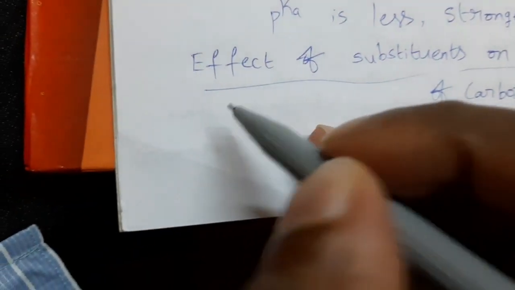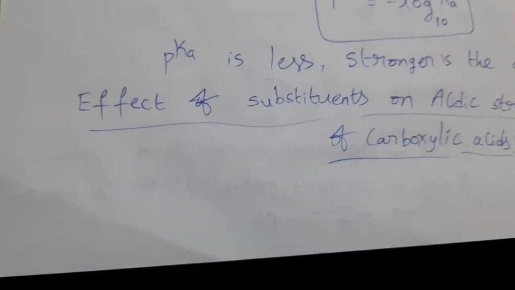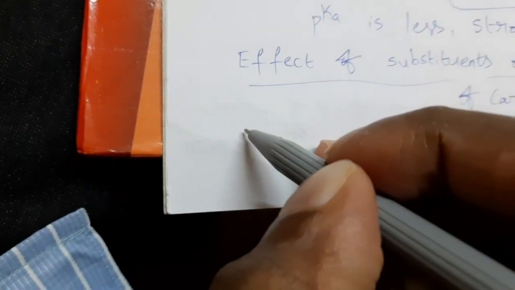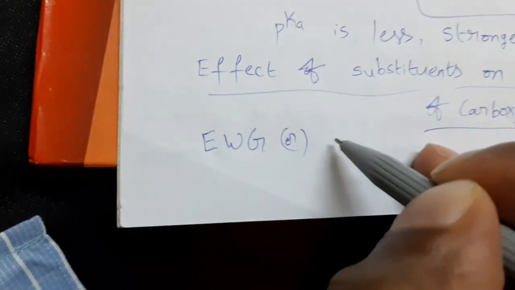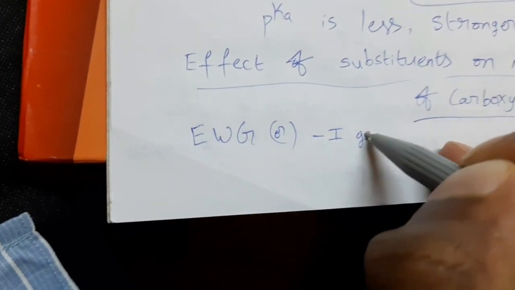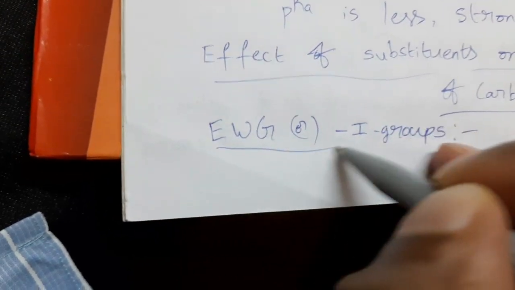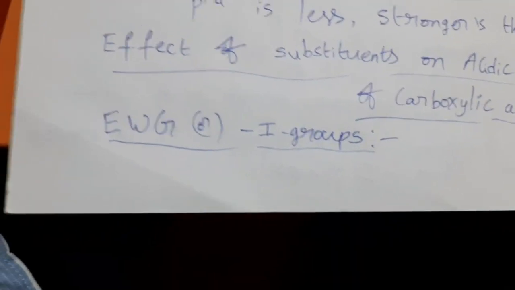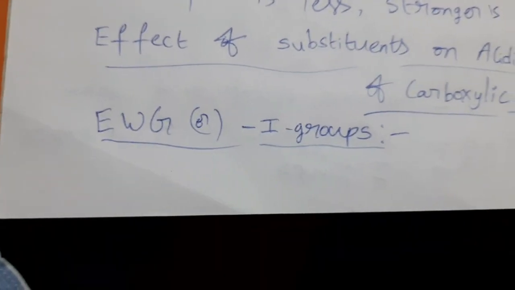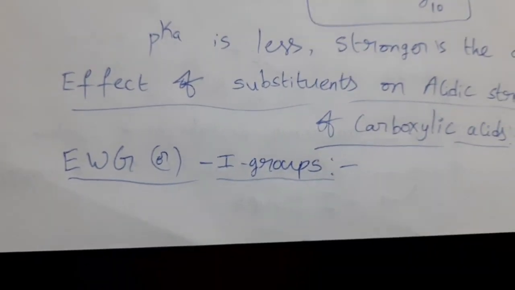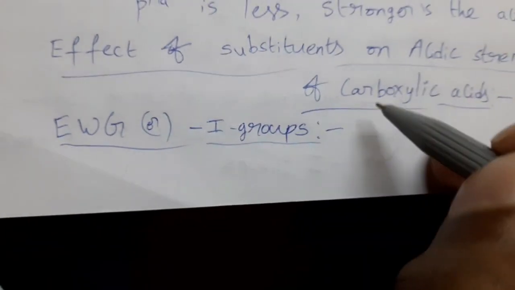Now what types of substituents are there? Two types: electron donating and electron withdrawing. Electron withdrawing substituents, or electron withdrawing groups, are also called minus I groups. We are discussing the influence of inductive effect, that's why minus I groups. These electron withdrawing groups increase the acidic character of carboxylic acids.